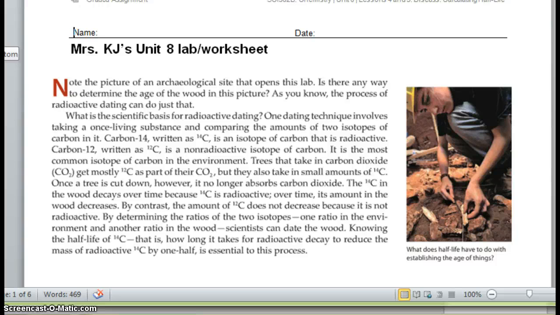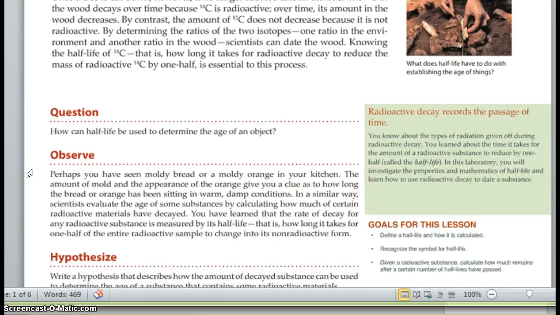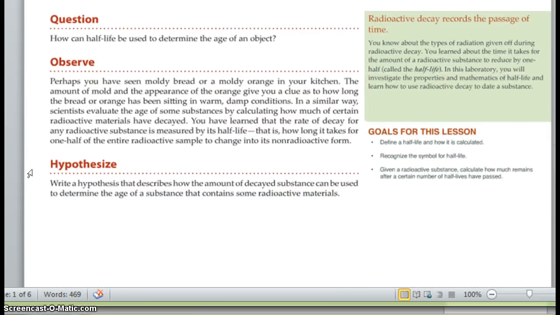Hi, Mrs. KJ here. I know some of you are having problems with this lab, so I'm going to go through it. So read it on your own. If you haven't read it yet, please just hit the pause button. Read it on your own. And then go ahead and hit the pause button again and make sure you read this slide.